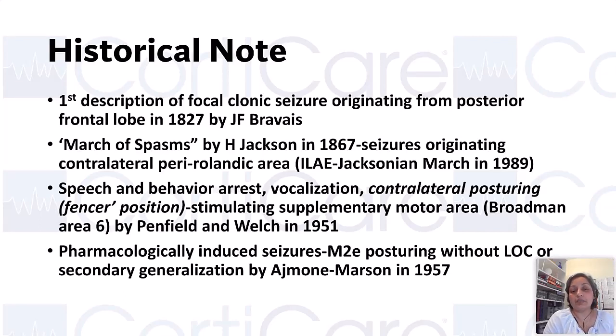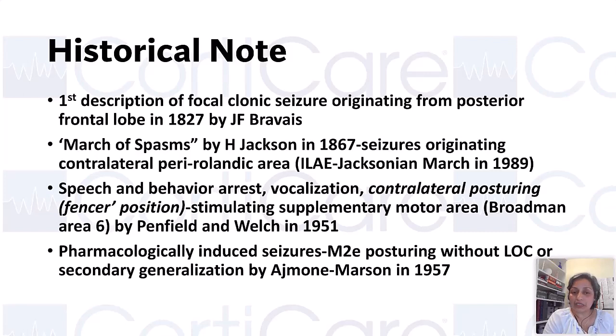The electrical stimulation of the brain: in 1951, Penfield and Welch were the pioneers in the electrical stimulation of the brain and figuring out different functions of different parts of the brain. When they stimulated certain areas of the frontal lobe, it caused speech and behavior arrest, vocalization, and contralateral posturing, which is commonly known as fencer's position or sign of 4. All these symptoms appeared when they stimulated Brodmann area 6, or in other terms, the supplementary motor area.